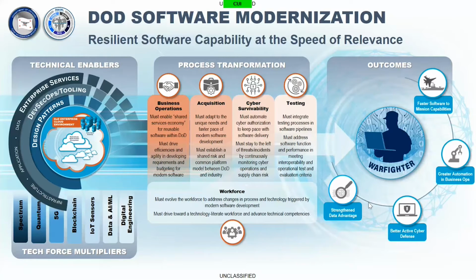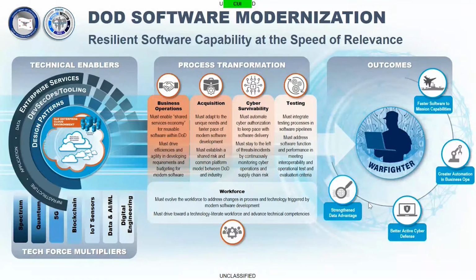And I think this chart is particularly poignant because it emphasizes that DevSecOps is one part of a modernization strategy. It is a critical part, but it's not the only part. It's part of the technical enablers pillar, but we also have to deal with process transformation if we're going to get the outcomes on the right-hand side for the warfighter. Those outcomes range from everything from faster software to help them deliver their mission capabilities, and I like to add on and return home, because that's really what we want our warfighters to do, is to come back to us and to their families and their friends, not just execute the mission.